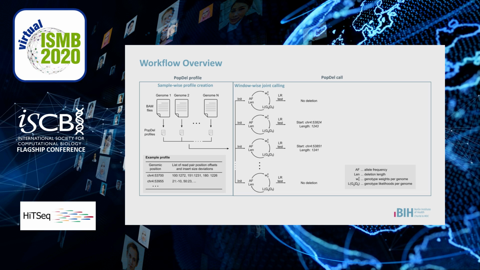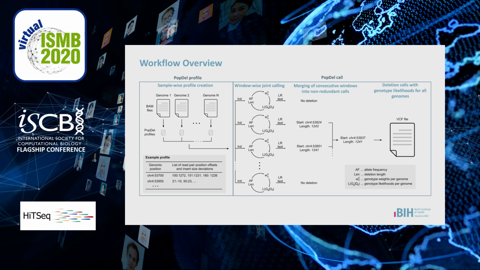The likelihoods are then used in our likelihood ratio test to decide whether we believe the deletion is present or not. This whole process gives us a bunch of redundant deletion calls, because one bigger deletion can of course overlap more than one genomic window.